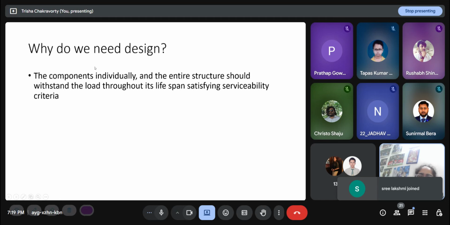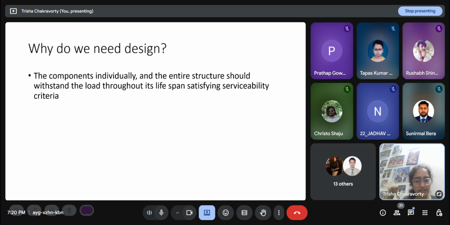So, what does each of these phrases mean? The components individually means that we cannot design an entire structure together. We go component by component: the beams, the slabs, the columns, the foundation, and then the structure stands as a whole. So each of my components individually must withstand what load that particular component is expected to bear. For example, a beam is not supposed to withstand the compressive self weight from above. That is the job of columns in concrete buildings.